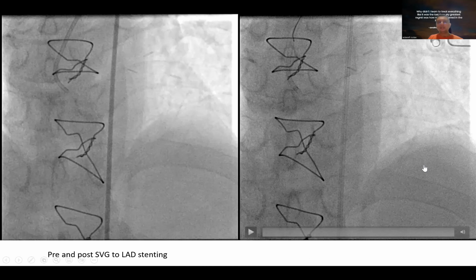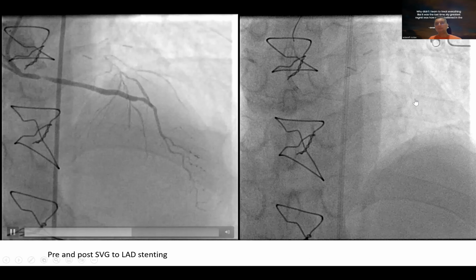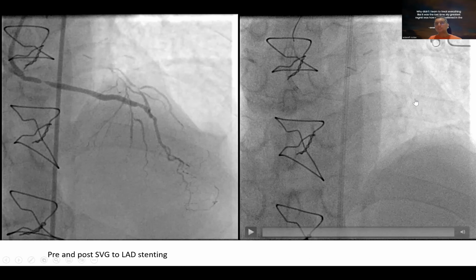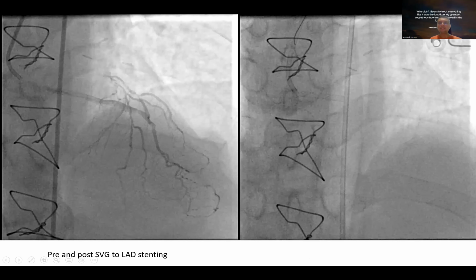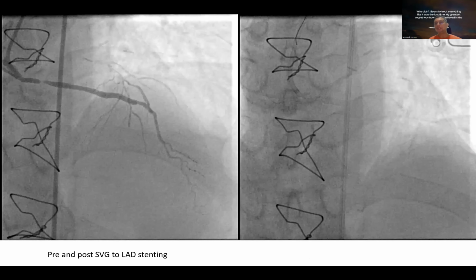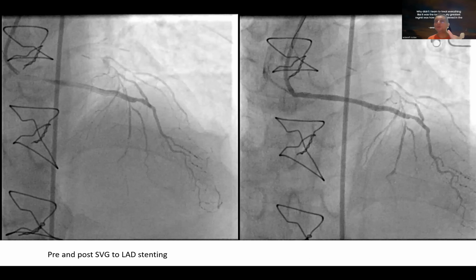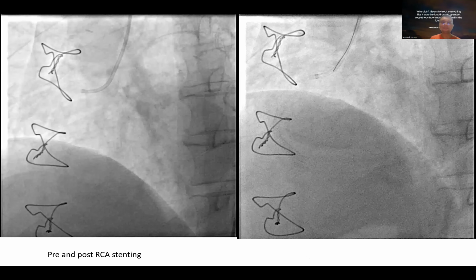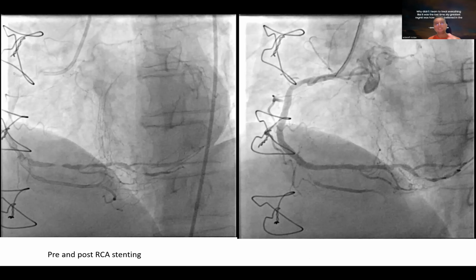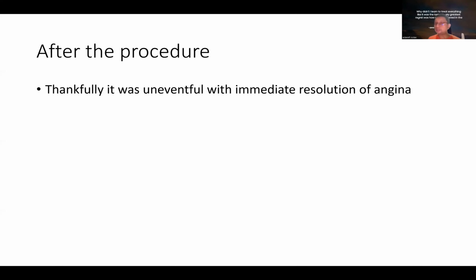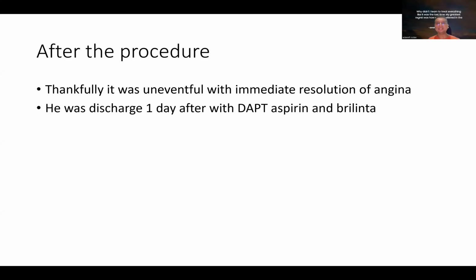Okay. So this is pre and post SVG to LAD. What happened in this patient basically is that we corrected the SVG to LAD and opened the SVG to RCA. So he now has quite good support on the left and on the right side. Okay. Pre and post RCA stenting on the right side. So after the procedure, thankfully it was uneventful with immediate resolution of angina.